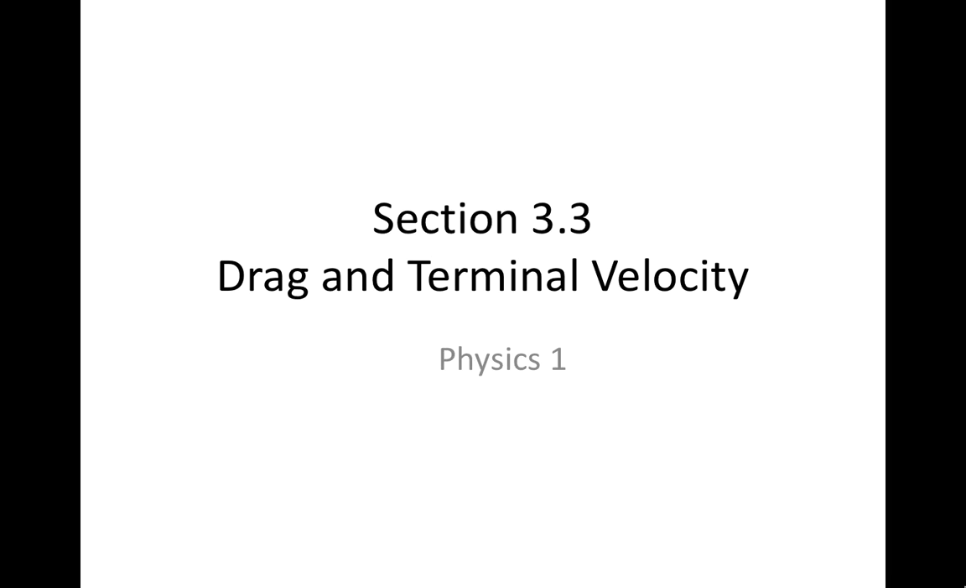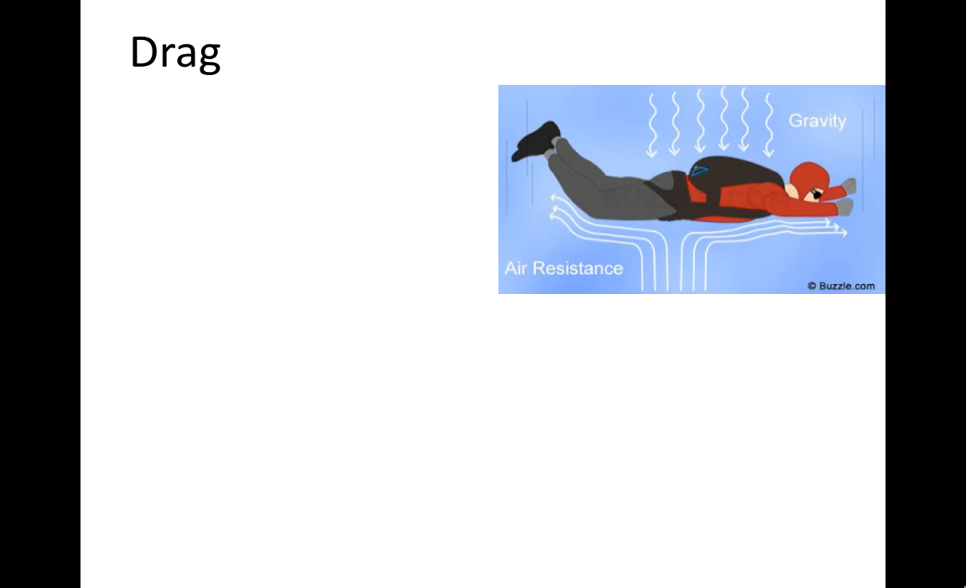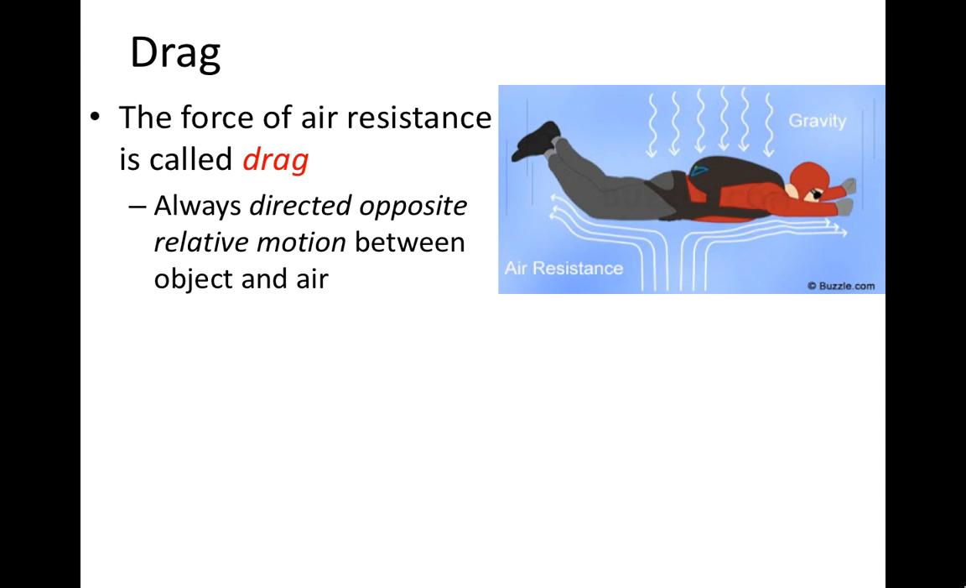In section 3.3, I'm going to discuss drag and terminal velocity. Drag is the force of air resistance that's exerted on an object when air and an object move past each other. Usually, we'll talk about an object that moves through stationary air. So, in this case, where we have a skydiver falling downwards, the skydiver's velocity is down, and so the drag force will be exerted upwards on our skydiver.